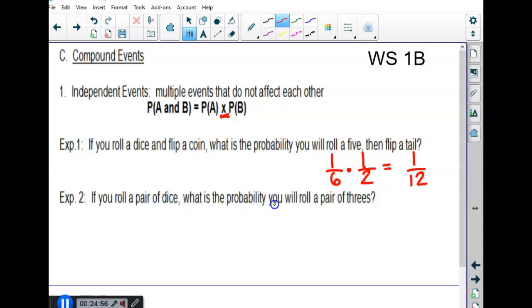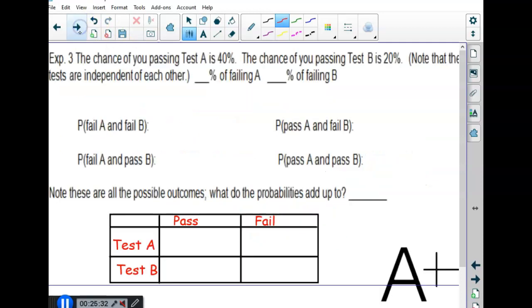Okay, if you roll a pair of dice, what is the probability that you'll get a pair of 3s? Well, the one die has a probability of 1 out of 6. The other die also has a probability of 1 out of 6. So there's a 1 out of 36 chance that you would get two 3s. One die does not affect how the other die lands. Does that make sense? If you listed all the possibilities, there are 36 ways they could roll. You could have a 1 and a 1, a 1 and a 2, a 1 and a 3, a 1 and a 4, a 1 and a 5, and a 1 and a 6. Then a 2 and a 1, a 2 and a 2, and so on. Okay.